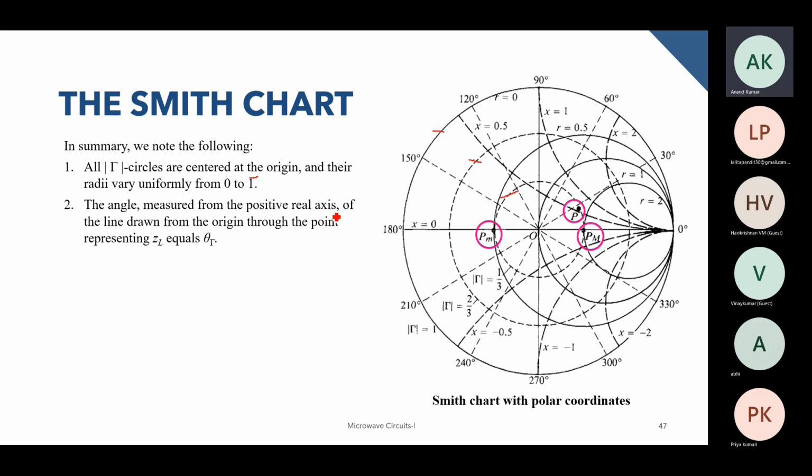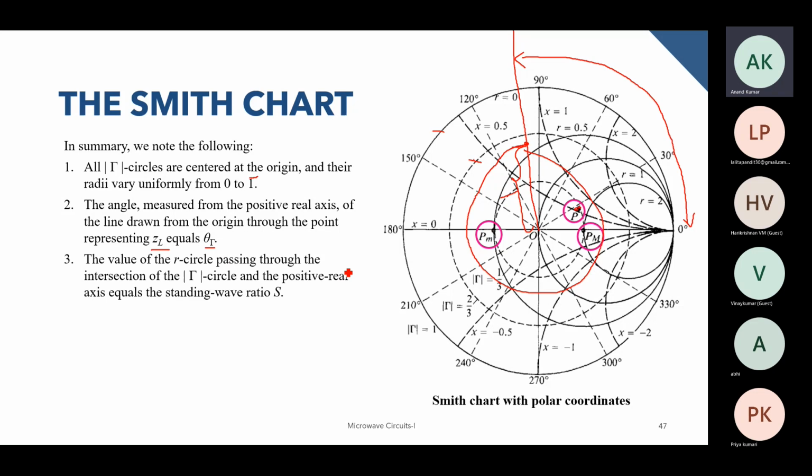The angle measured from the positive real axis of the line drawn from the origin through the point representing ZL equals the phase of gamma. So this second point means that if you take any particular point, and draw this line, and calculate this particular angle, this will give you the phase of the reflection coefficient. And using this particular point, if you draw this circle, the radius of this circle will give you the magnitude of the reflection coefficient. So this magnitude will give you the reflection coefficient, and this angle will give you the phase.